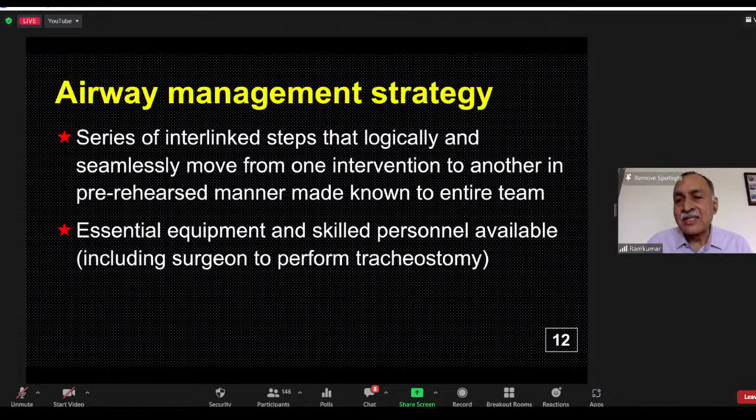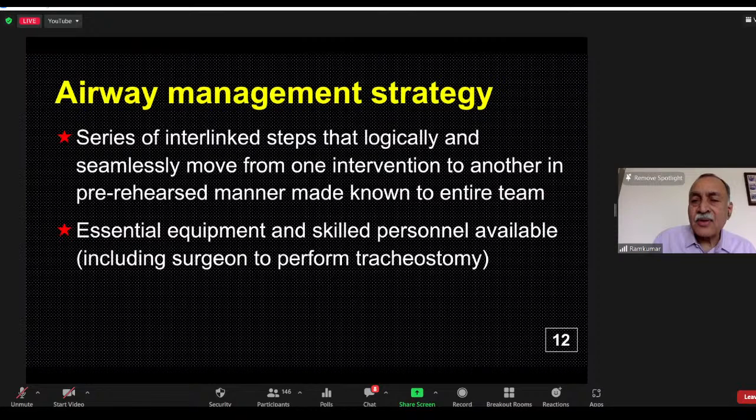So discuss the entire plan with your team, and that is what is called an airway management strategy. Essential equipment, skilled personnel, and a surgeon to perform tracheostomy must be available in order to go through a pre-planned, interlinked airway management strategy in a safe and secure manner.